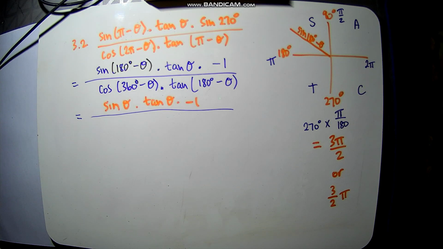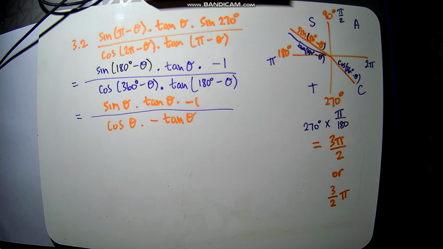Let's look at cos 360 minus theta. Which quadrant will that be in? So that will be, cos will be in quadrant 4. The cos quadrant, it will also be positive. Now we have tan 180 minus theta. That will be quadrant 2. Tan in quadrant 2 is negative.